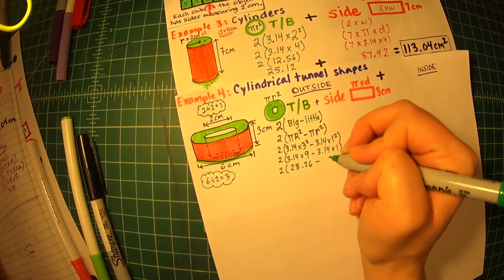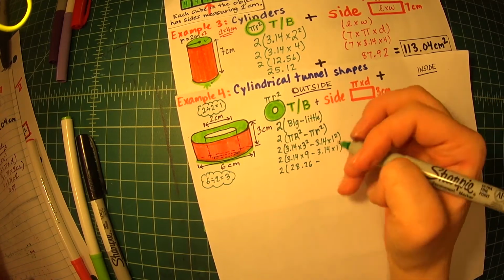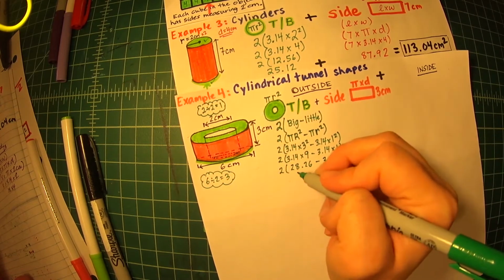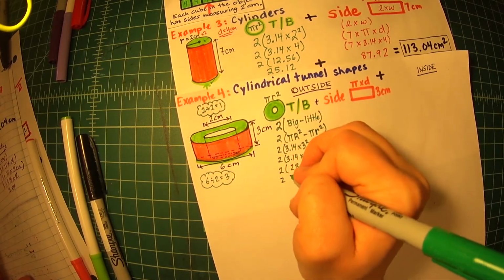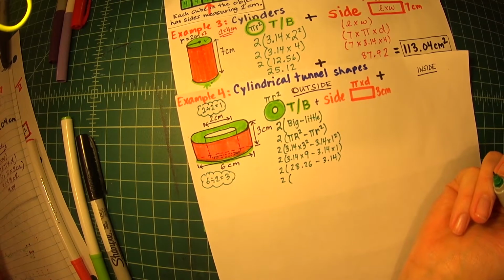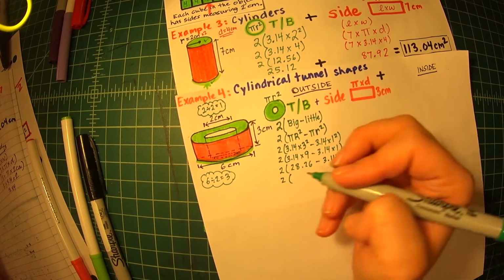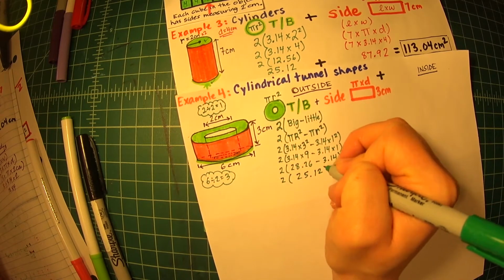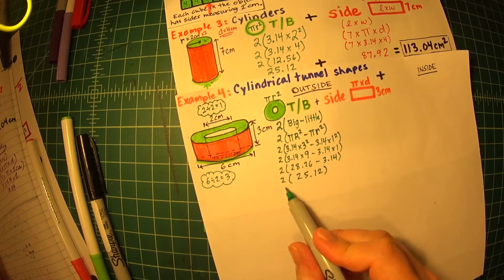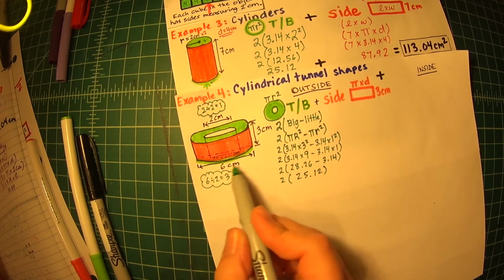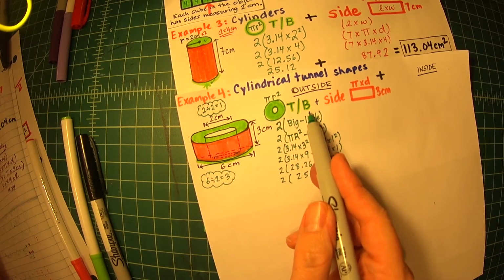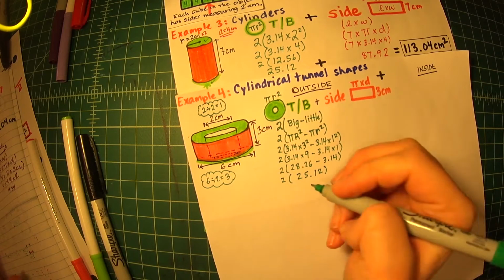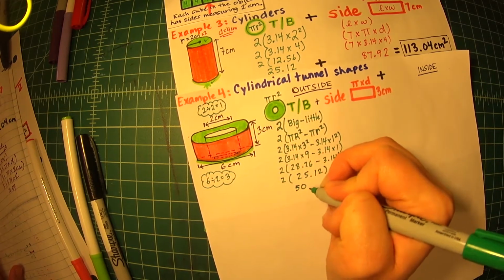28.26 minus 3.14 times 1, well, anything times 1 just stays the same. Okay, so now last operation in my brackets is subtraction. 28.26 minus 3.14 gives me 25.12. And last thing, that's the area of the top ring, but I need to double it to also account for the bottom. So then I do 25.12 times 2, and it comes out as 50.24.